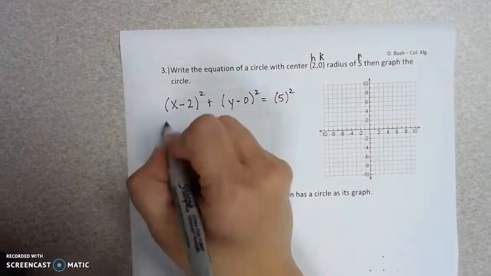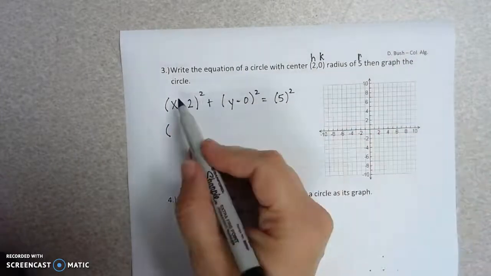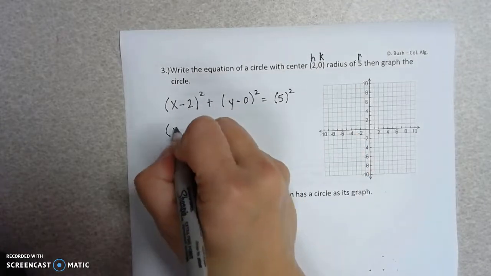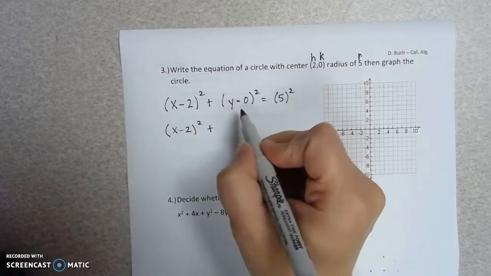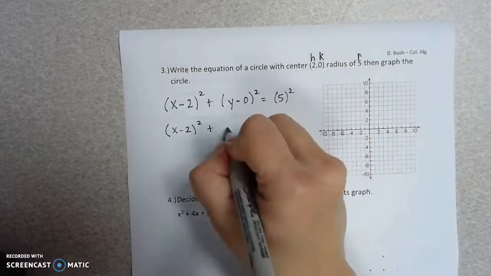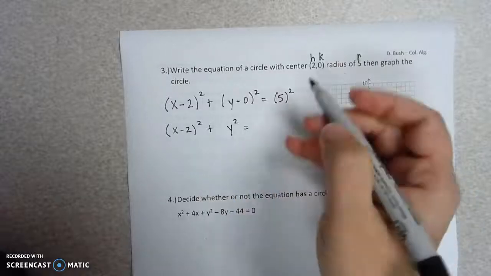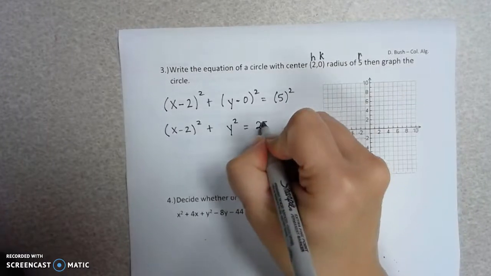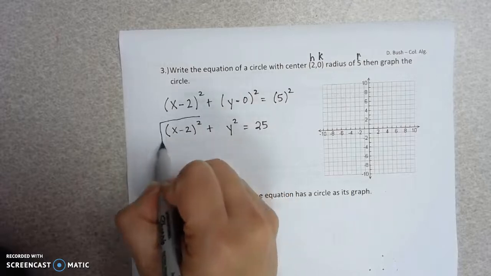Everything is squared. I don't know what x is, so I don't know what it would be if I subtracted 2. So it just stays as x minus 2 squared. And y minus 0, if I don't take anything away from y, then it just stays y. And then 5 squared is 25. So here would be the equation of my circle.